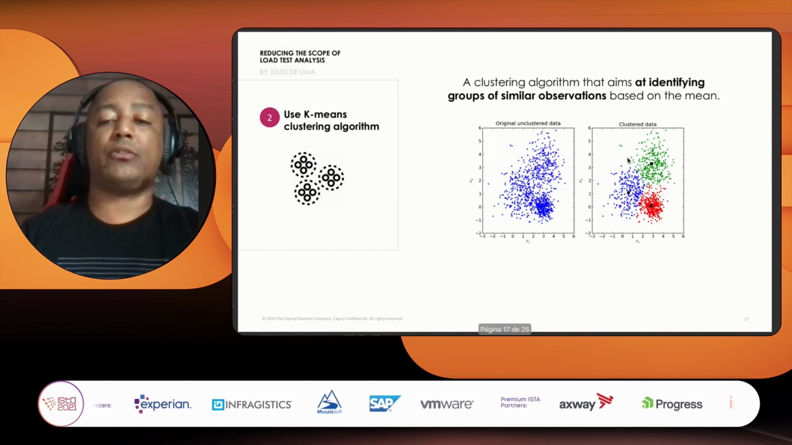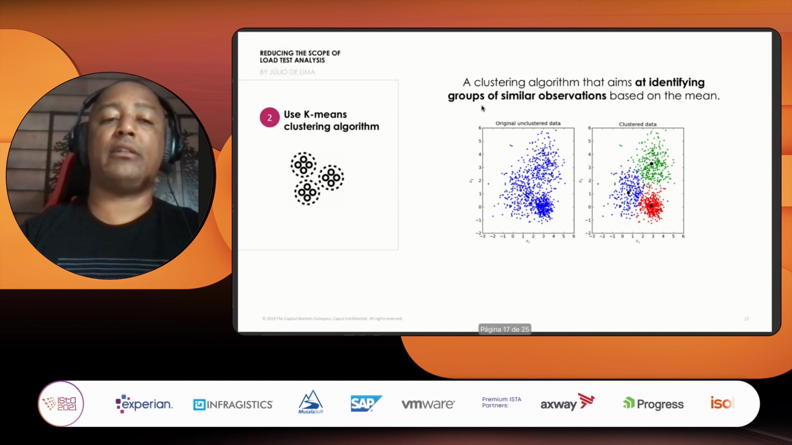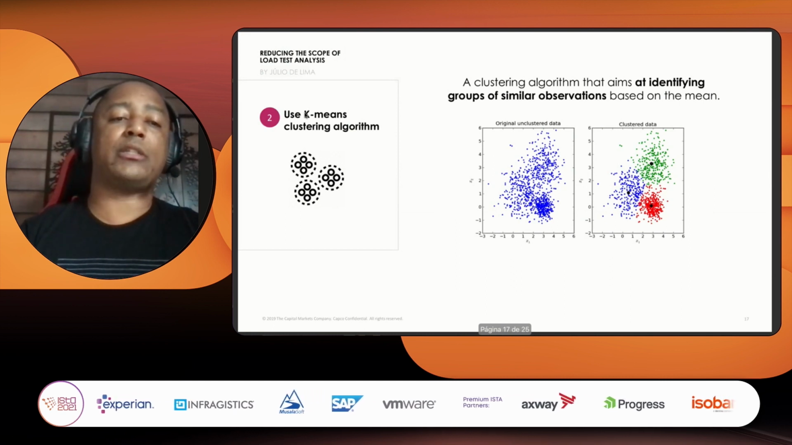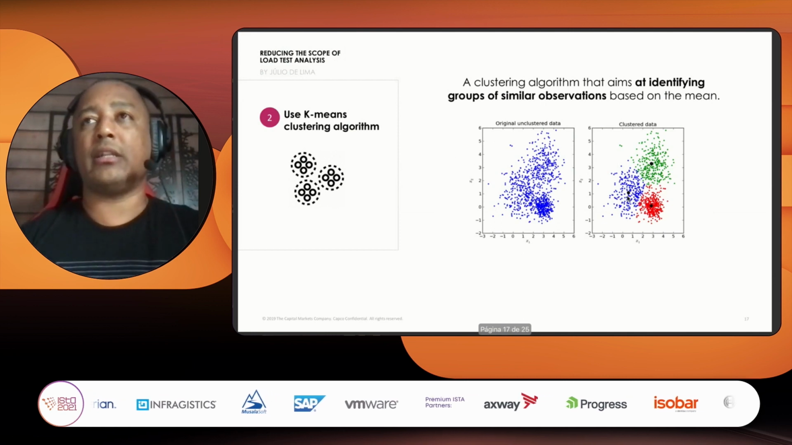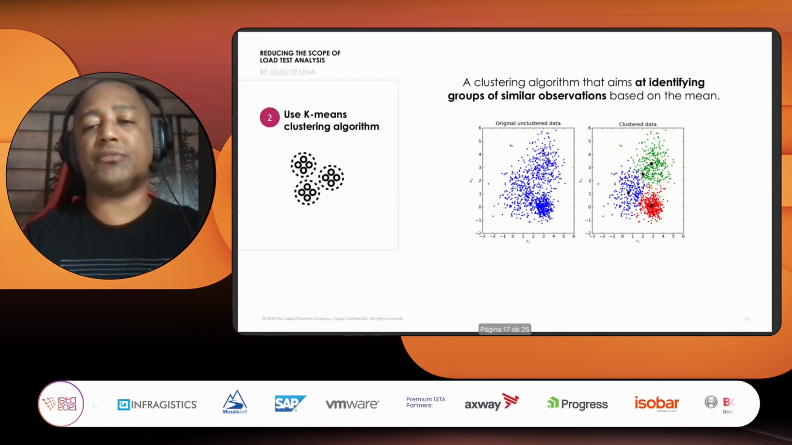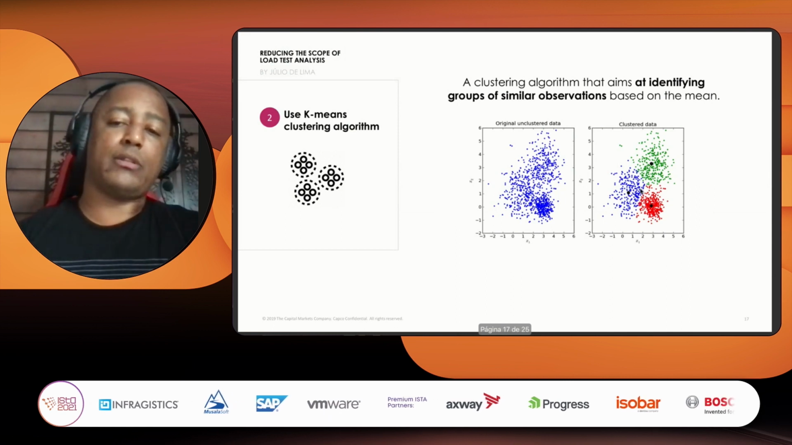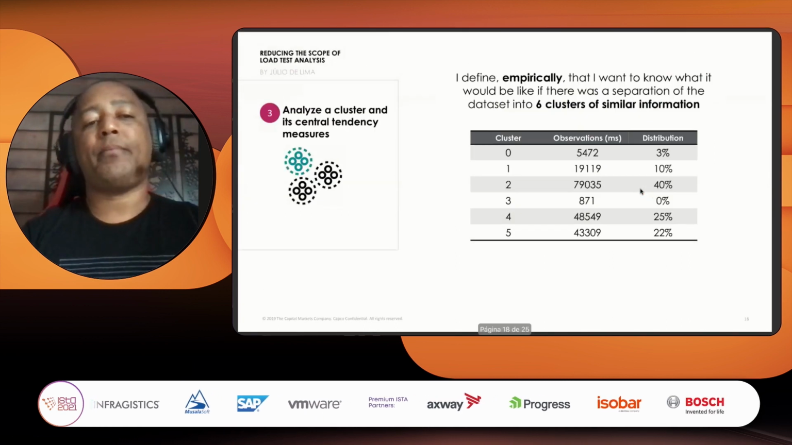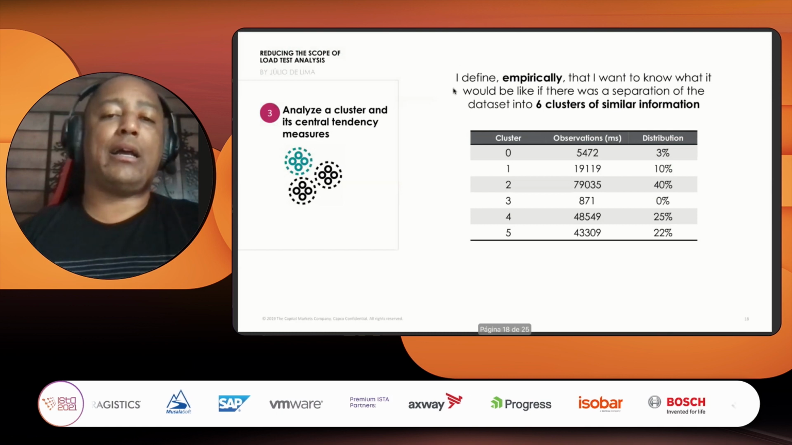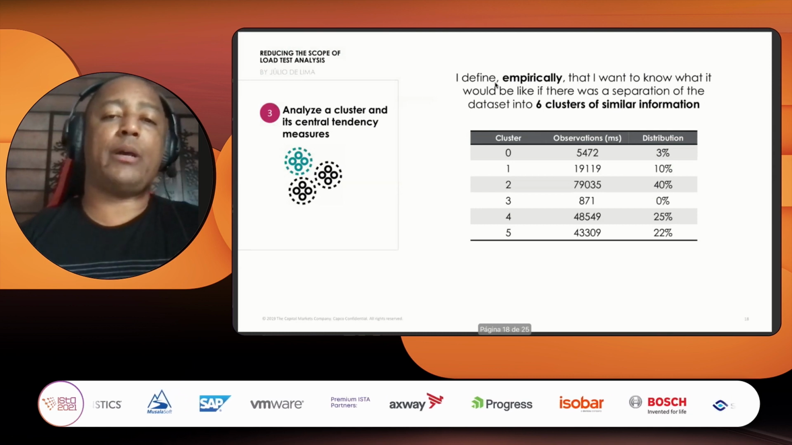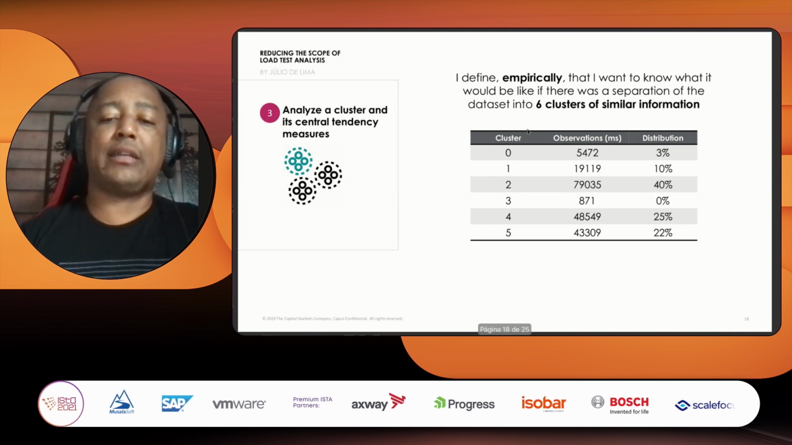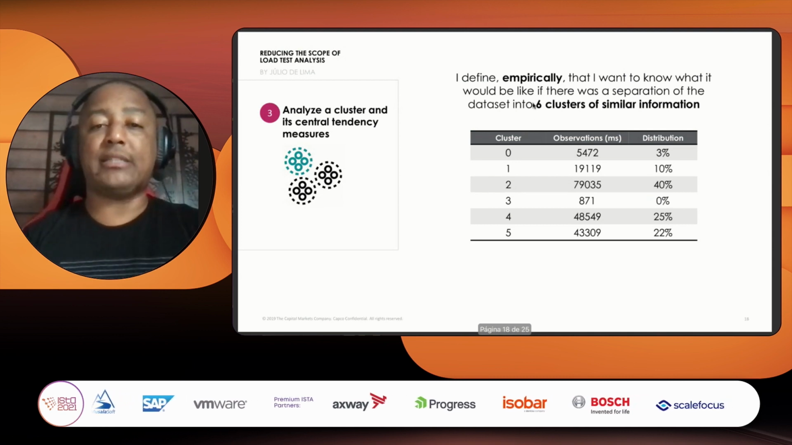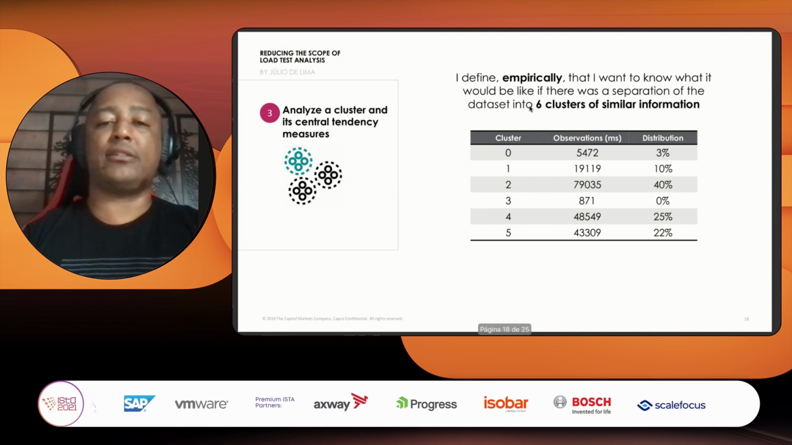So in this case, 3 clusters were defined. Who defines how many clusters we need is ourselves. Okay, and k-means tries to identify these clusters among the data. So in the third step, I empirically defined that I would like to see k-means identifying 6 clusters.